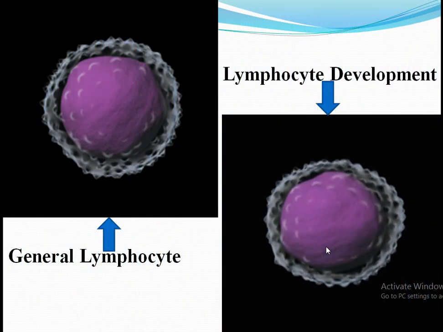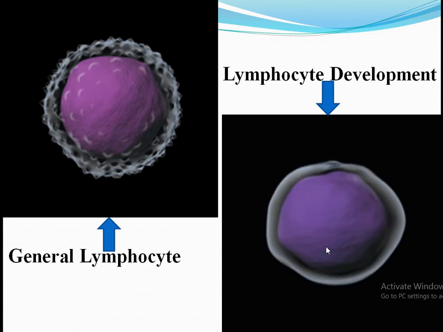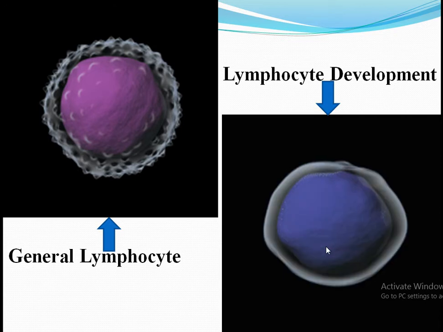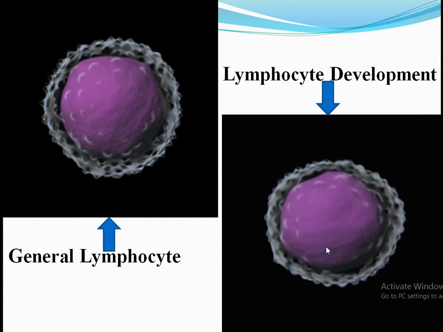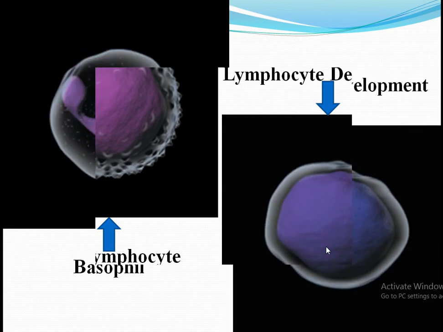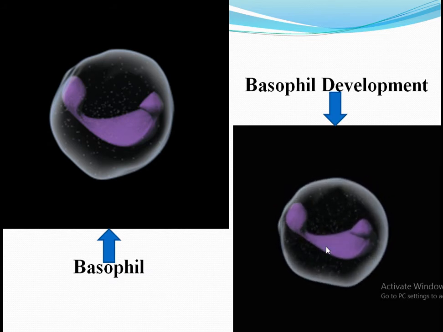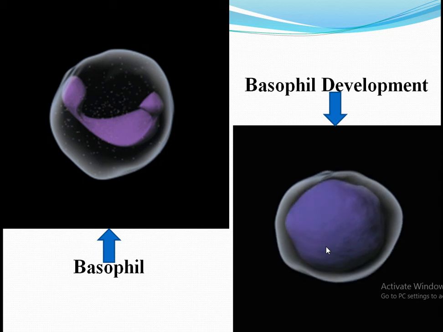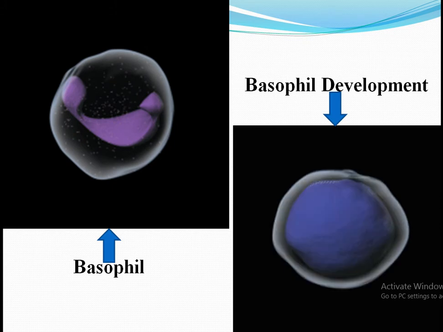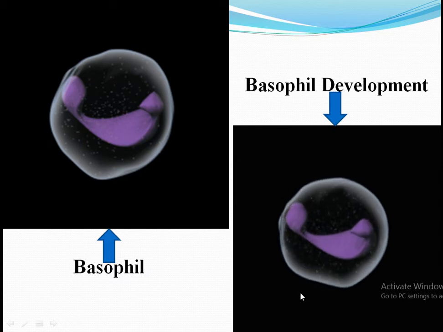Through this animation, I am going to show you how the lymphocyte development takes place. On the left side, I am showing the lymphocyte, and on the right side, I am showing the changes which occur during its development. Same for the basophil. On the left side, you can see the mature basophil, while on the right side, through the animation, I want to show the different stages of development of the basophil.